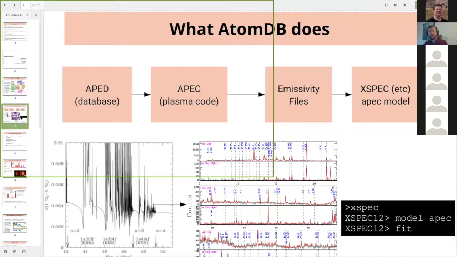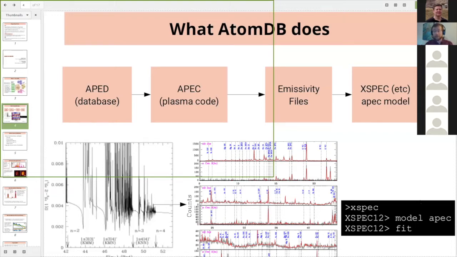Ultimately, our goal is to take atomic data, which for one ion looks like this, a total mess of cross sections. These are collision strengths for one transition, and make you not have to worry about that. We fold it through our plasma code, and it produces emissivities. You can then model this, the spectra of two stars, AB Dor and Alpha Centauri, and all you should have to do in your modeling code is press model APEC and fit, and you should get an answer.